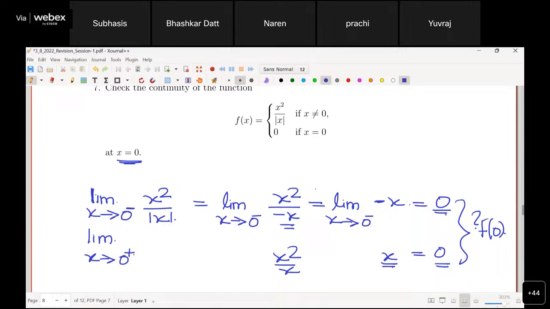Yes, sir. So that means this is continuous. Suppose instead of 0, if I slightly change this function, suppose at x equal to 0 the value of the function is 1. In that case, whether this function will be continuous at x equal to 0? It is not continuous at 0.